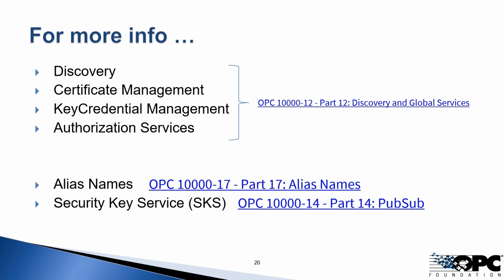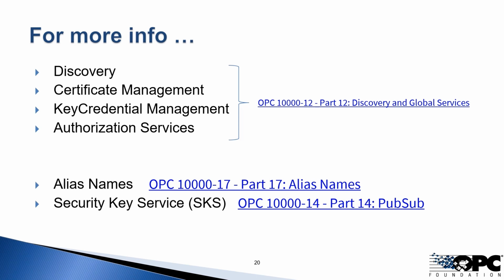The first four services we talked about, discovery, certificate management, key credential management, and authorization services, are actually described in a standard, OPC 10000-12, or what we refer to as Part 12 of the specification, discovery and global services. So that one should be easy to find. It has the words global services directly in it. And so that's most of what I talked about today, but not everything.